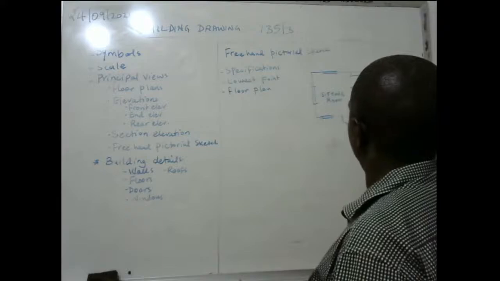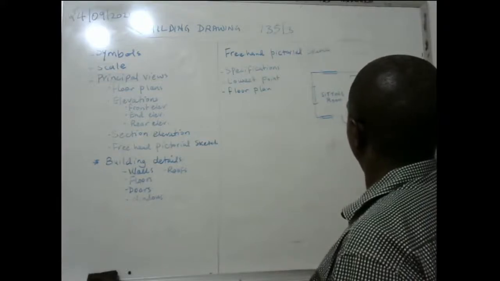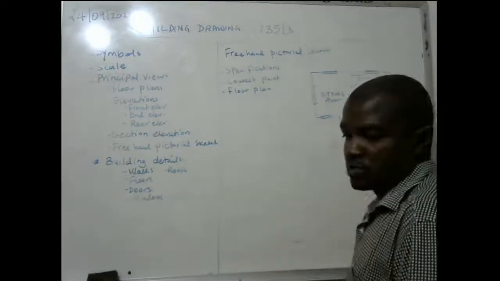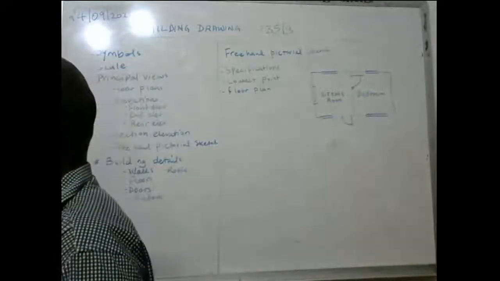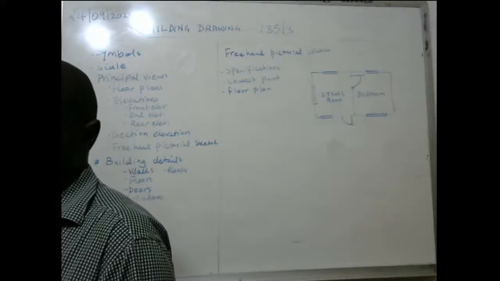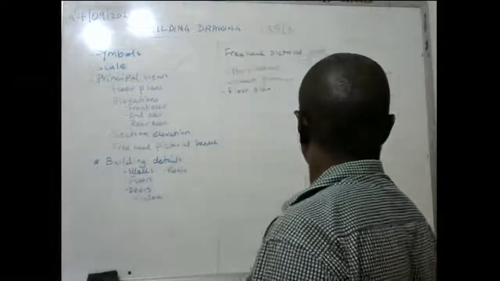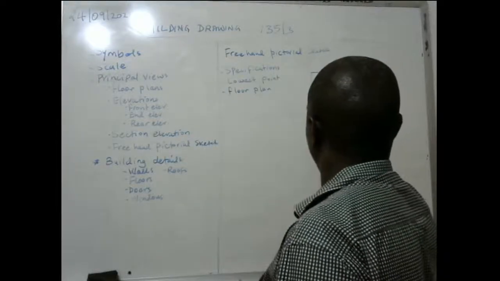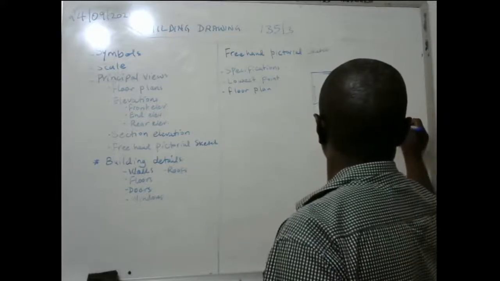And this one is the bedroom. If that is our given floor plan, and then we are required to draw a freehand pictorial, then we are also given the lowest point. We can call this lowest point Q.